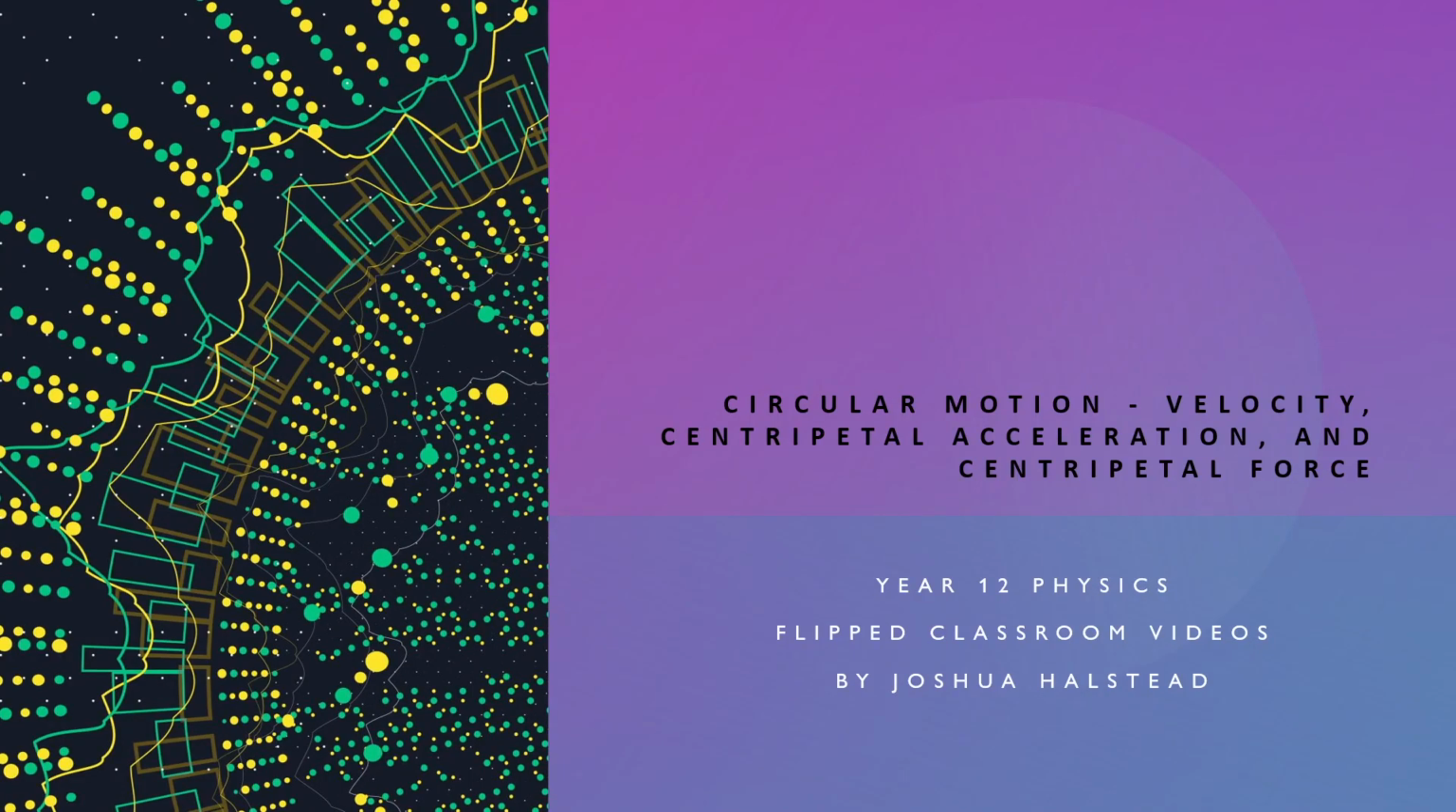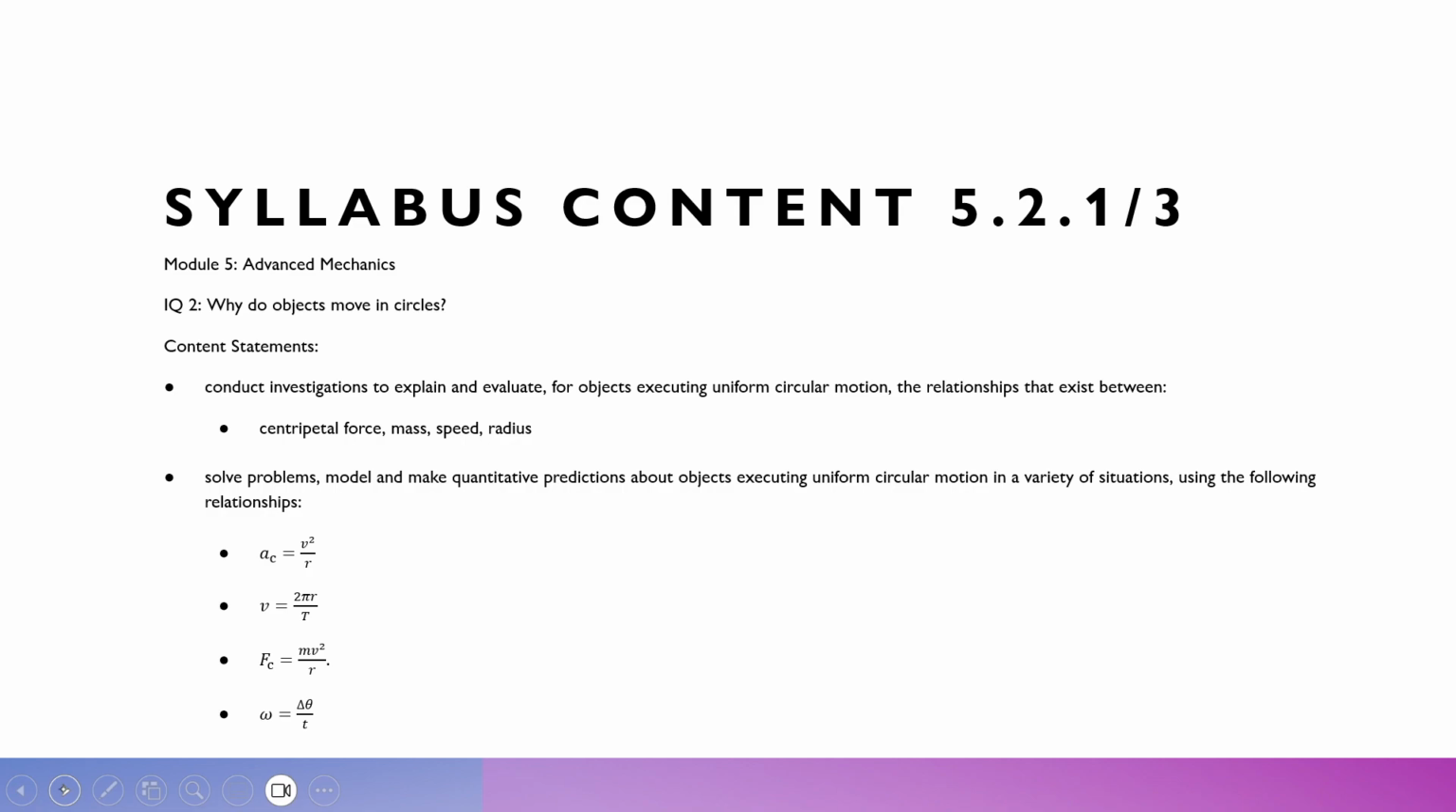G'day, in this video we're going to be starting to look at circular motion and being able to describe that motion. So we'll be focusing on the velocity, centripetal acceleration and centripetal force of objects that are undertaking circular motion. So we're going to be looking at inquiry question 2 for the first time, dot points 5.2.1 and 3. Our key focus is to begin to unpack uniform circular motion.